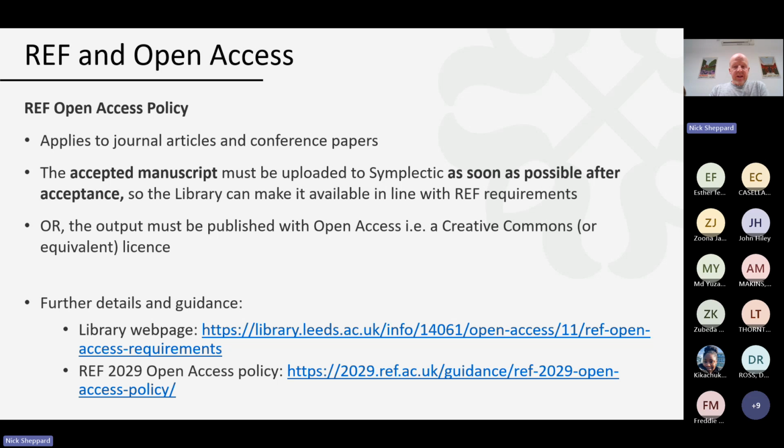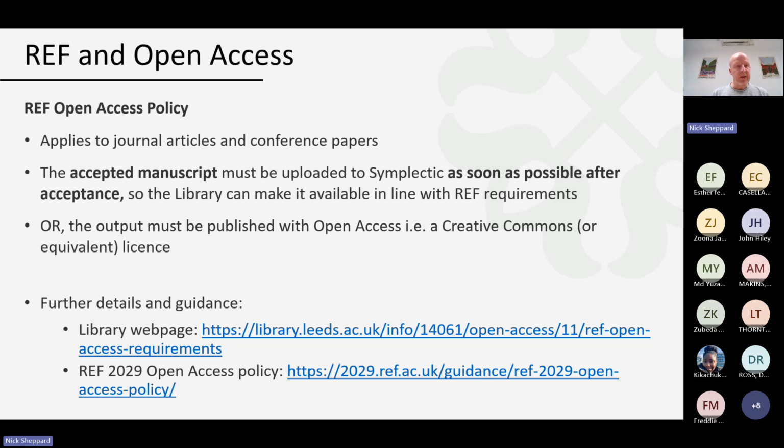In terms of the REF, I'm not going to say a huge amount about it because I think the guidance only came out quite recently, maybe last month, and we're still developing guidance around this. But essentially, it applies to journal articles and conference papers. Now, that doesn't mean that we only want you to put those types of materials into Symplectic. We'll get onto that. In terms of open research, we're also interested in software and code, data sets, conference presentations, posters, you name it, your full academic output. But in terms of the REF, it's journal articles and conference papers.